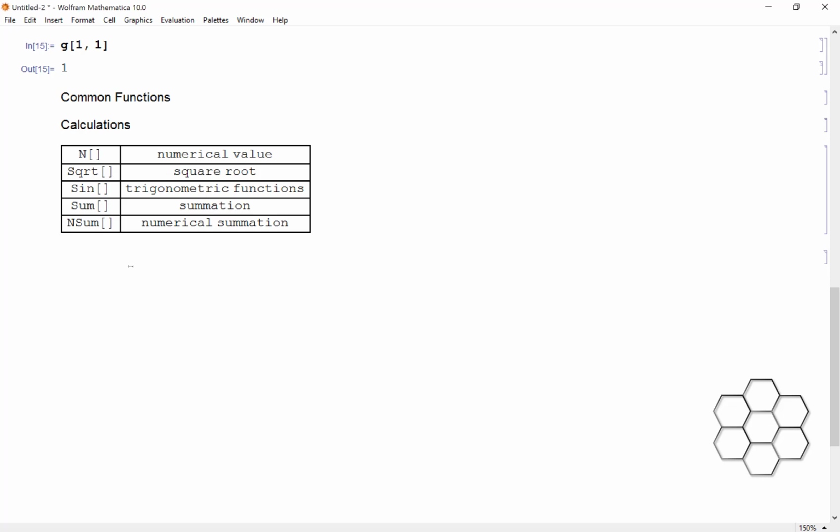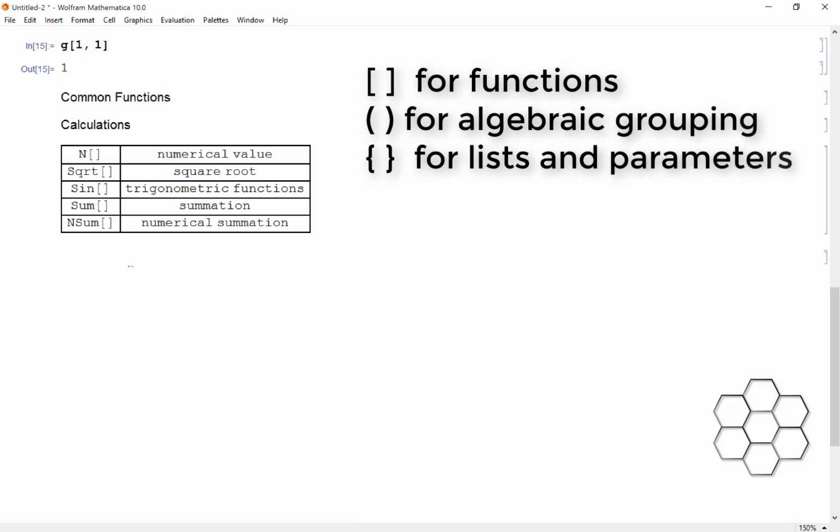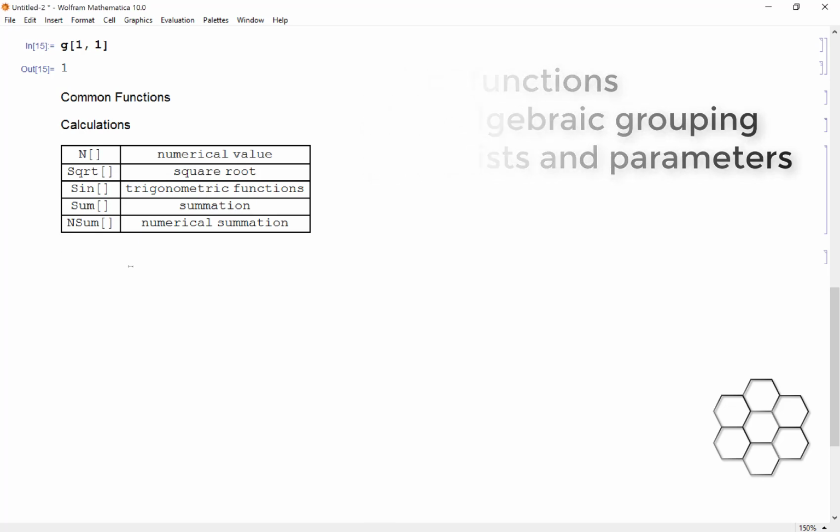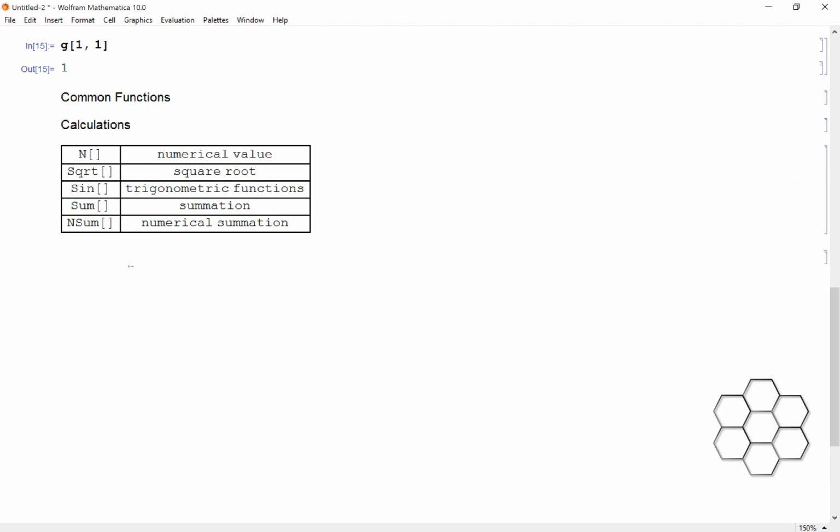And so here's another tip to keep in mind. When you see brackets in Mathematica, that is reserved specifically for function inputs. Parentheses are for grouping things. So when you have multiplication, or you're trying to keep your numerator and your denominator as one thing for syntax, parentheses are used there. And then the braces, or the squiggly brackets, are reserved for lists and parameters. All right, now let me just quickly give you examples of what all these things do.